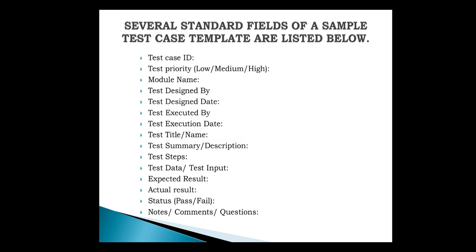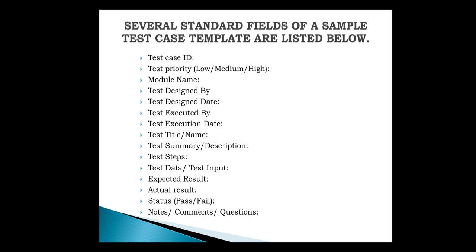For example, suppose there is a login page, so you need to write: verify the login page with a valid username and password. Next is test summary or description. You need to describe the test objective in brief. Next is precondition. Before proceeding with execution, you need to write the precondition, meaning what environment you need or what precondition must be there to start that particular execution of the test case.